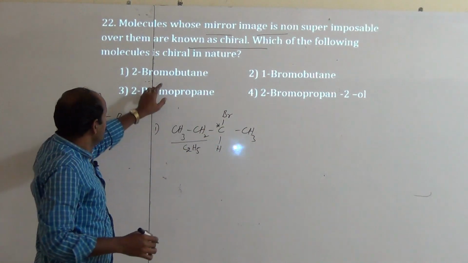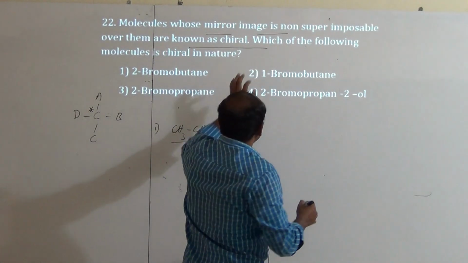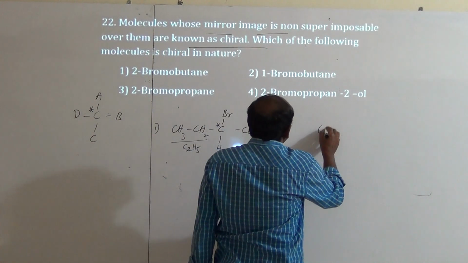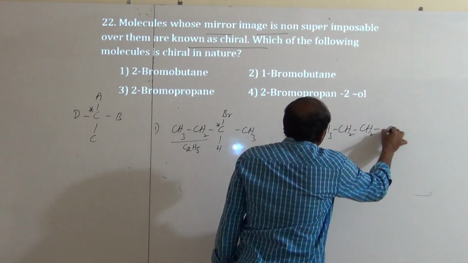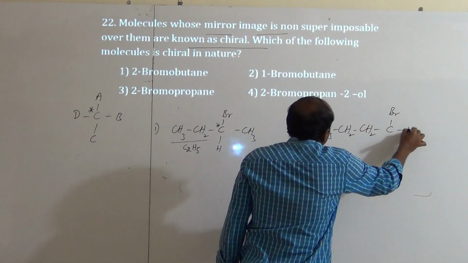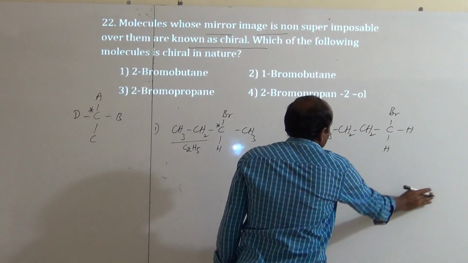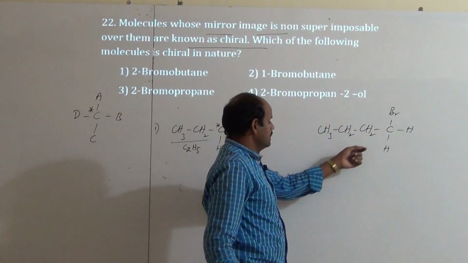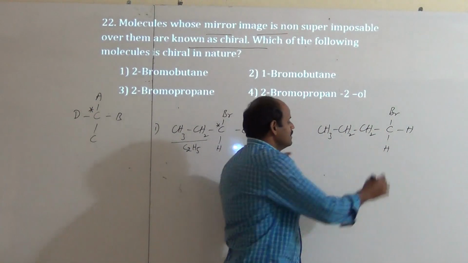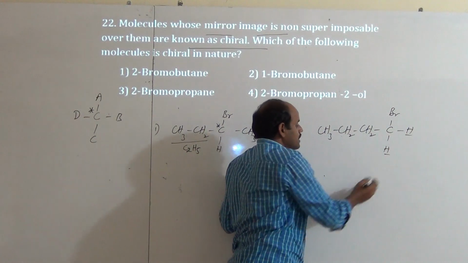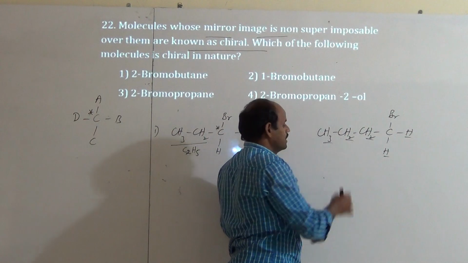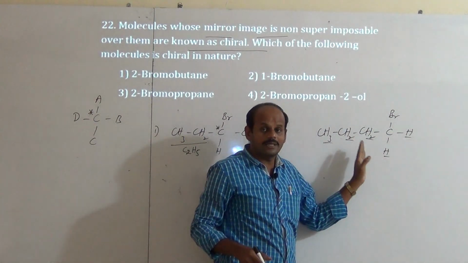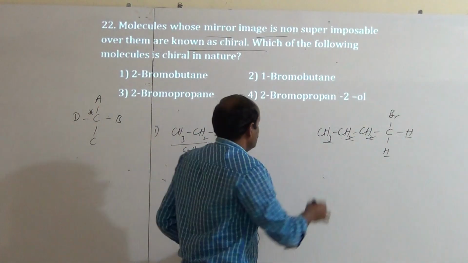Okay, and if you take the second option, 1-bromobutane, CH3 CH2 CH2 CH2 Br. Is it a chiral carbon? No, because on this carbon 2 hydrogens are there, on this carbon 2 are there, on this carbon 2 hydrogens. Same hydrogens are there, hence there is no chiral carbon in this molecule.